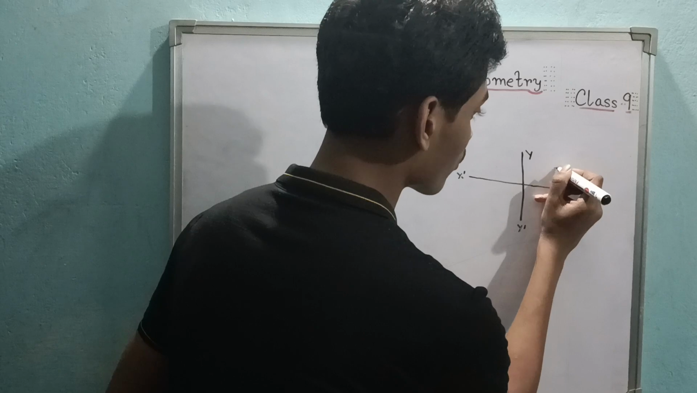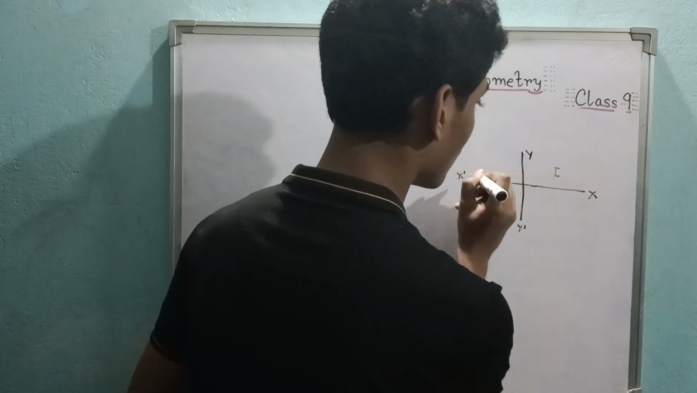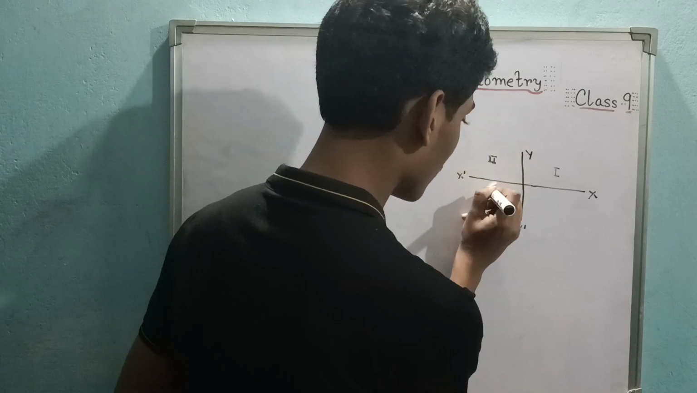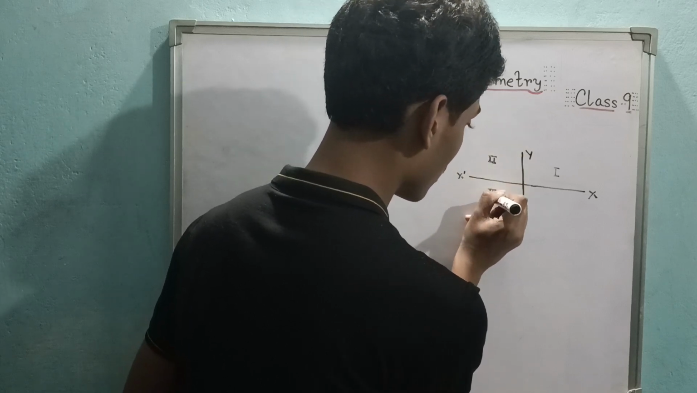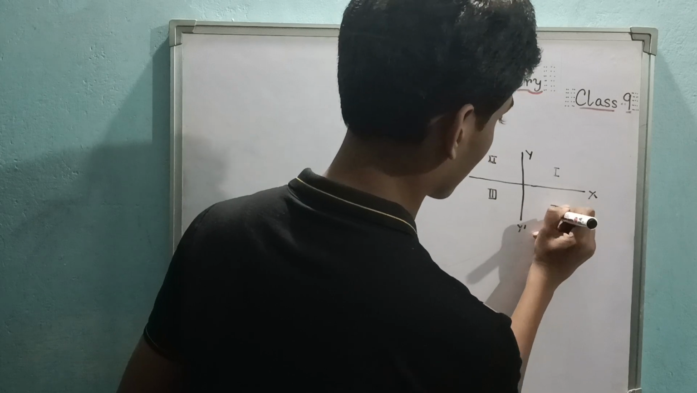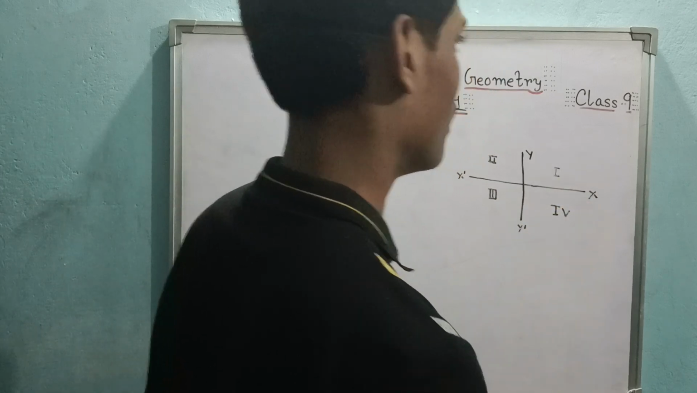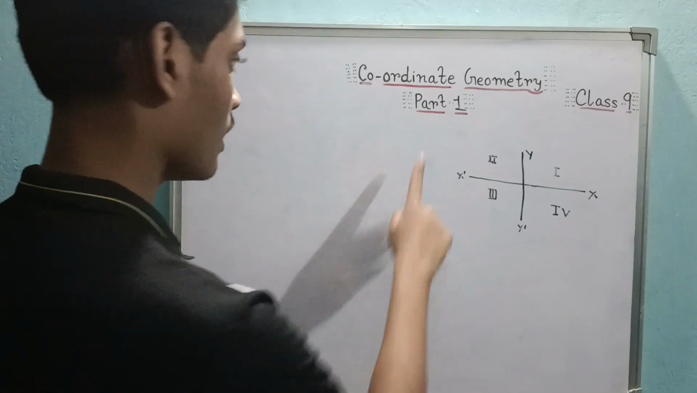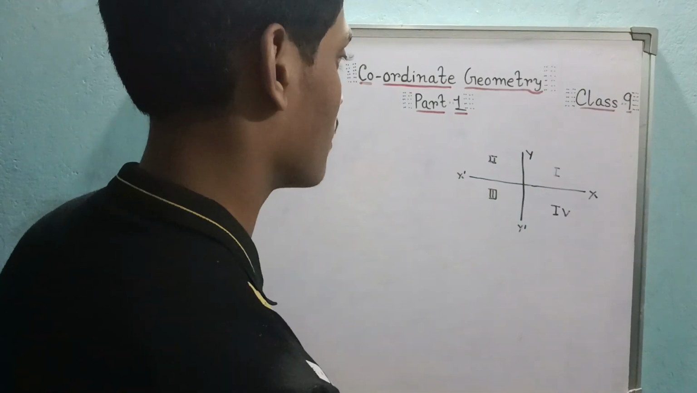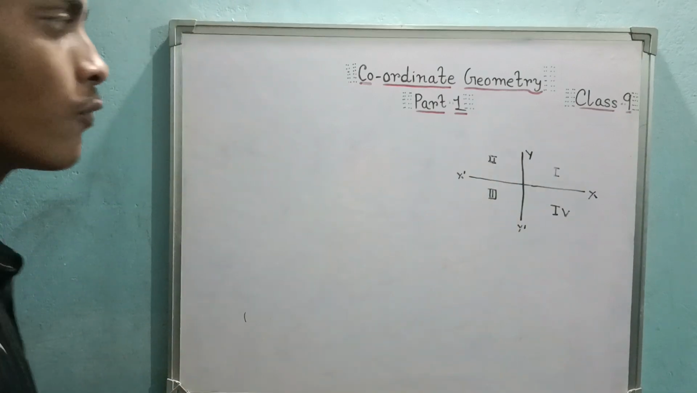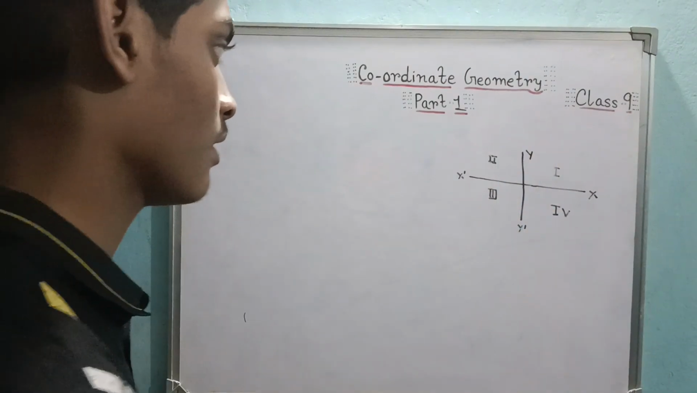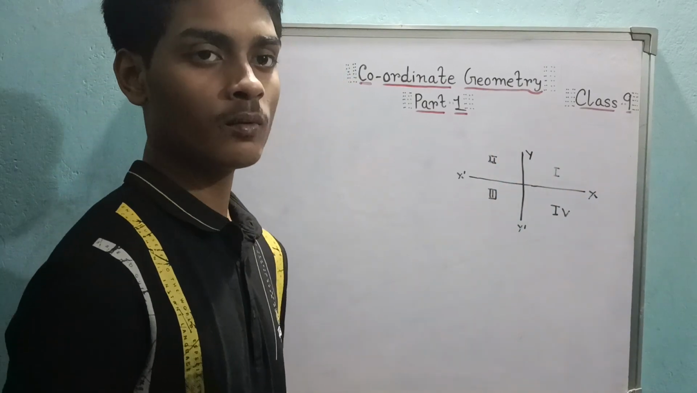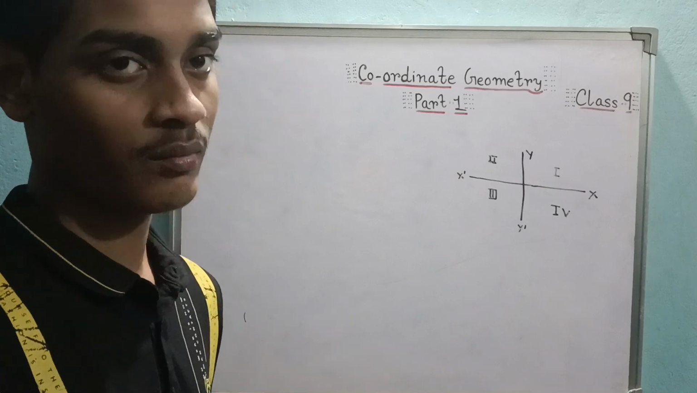So this is the first quadrant. This is the second. This is the third one. And this is the fourth quadrant. Like a rectangle A, B, C, D, if you just consider it like that. So 1, 2, 3, 4. These are the four quadrants, in this order only. Remember that. First, second, third, fourth. Now what we do is we plot points on this Cartesian plane.